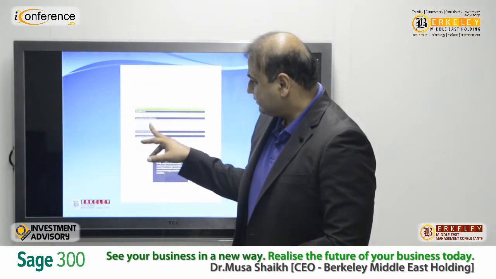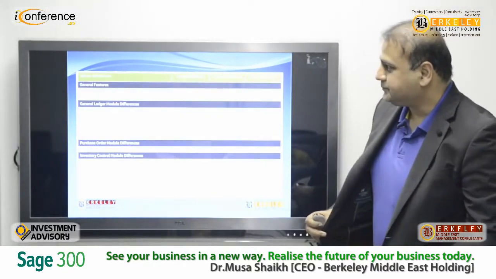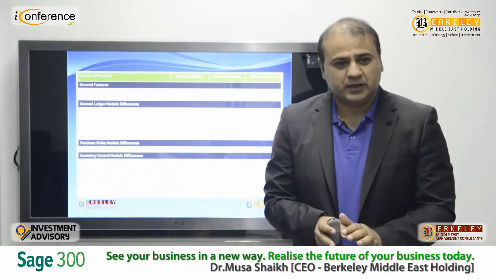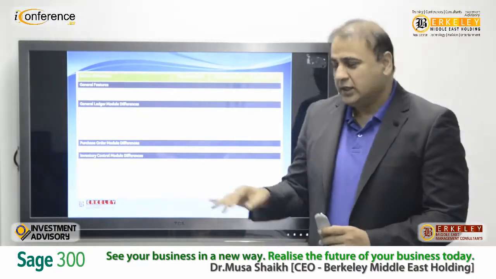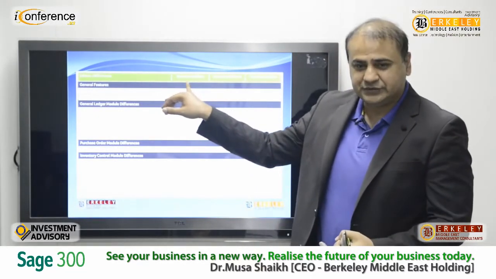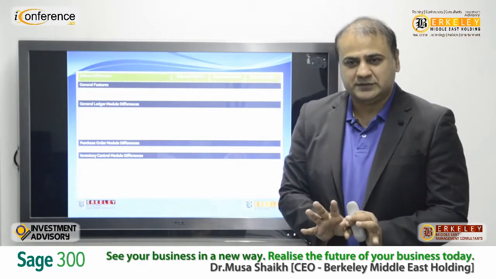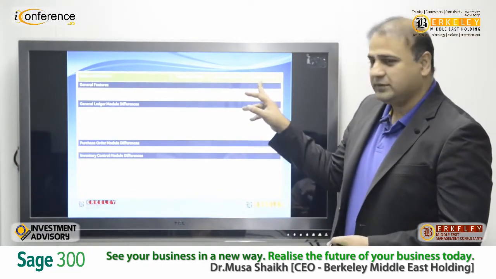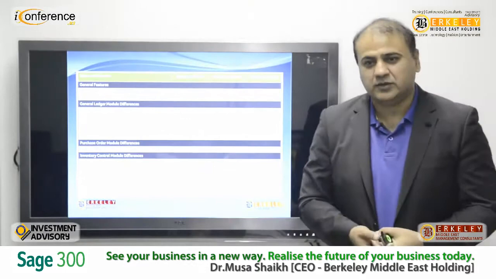There are some core modules that build up the system. We have different editions in Sage depending on the size of your business. If your business is small, you can choose the standard edition. If you are an SME, a medium-sized business, you can choose advanced. And if you are a little bigger, you can choose the premium edition. I will explain what these differences are.